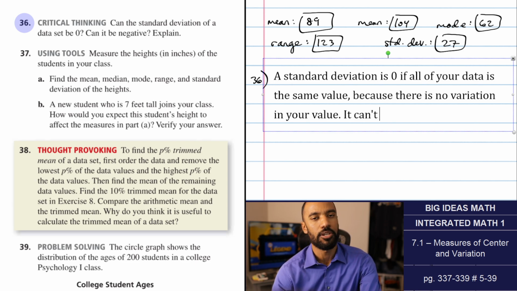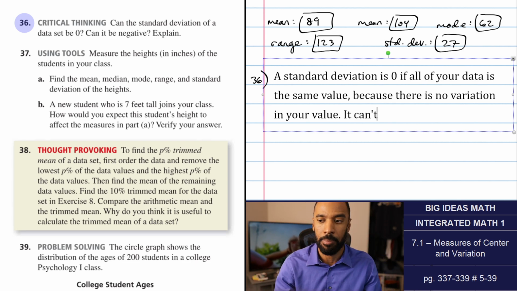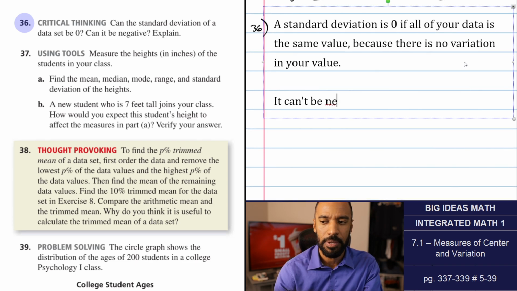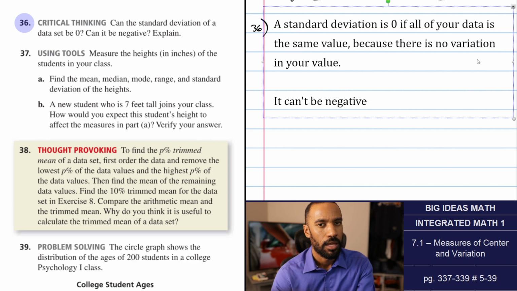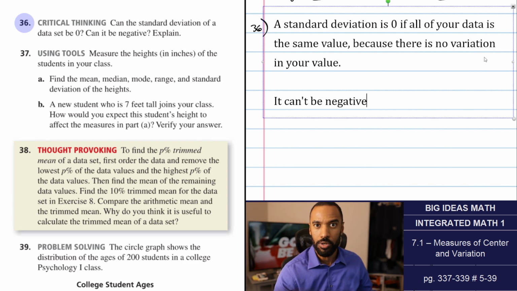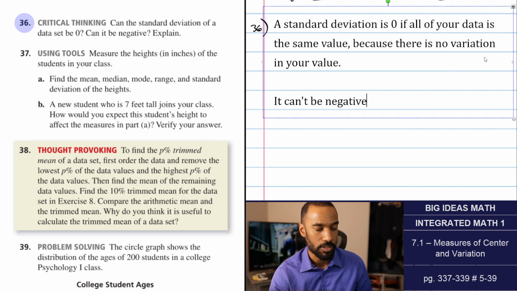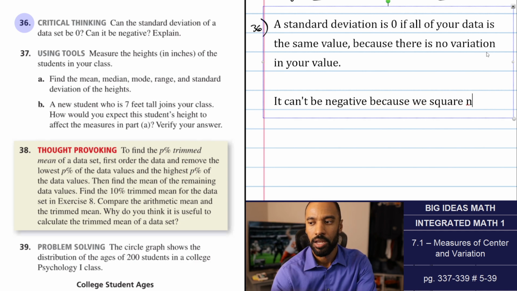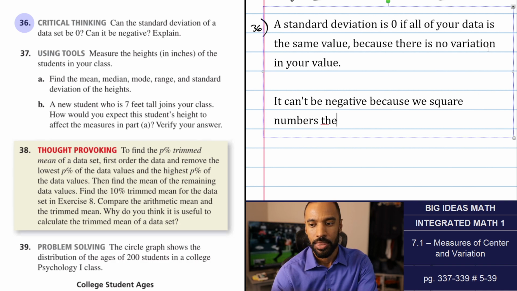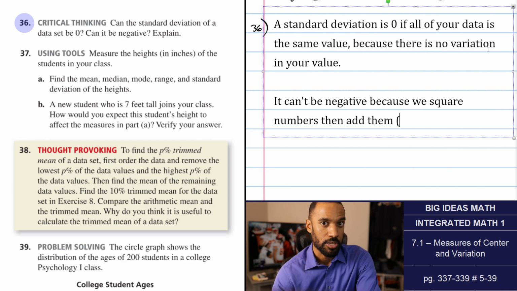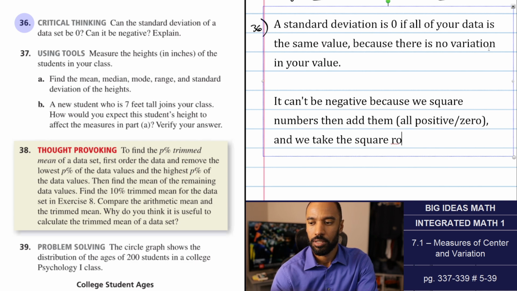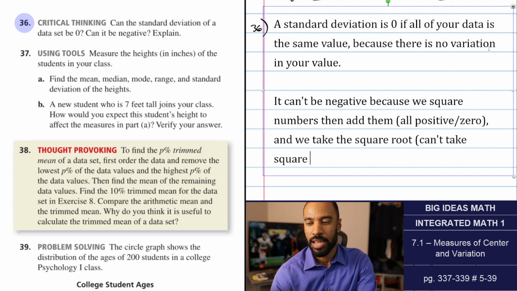I'm not going to get too deep into why, but here's the thing. Actually I can get into why, but it's not a logical reason, it's a mathematical reason. And then I'll talk logic kind of behind what standard deviation actually does. It can't be negative because the formula itself, you're squaring values, and eventually you take the square root of values. So we can't take square roots of negatives and get real numbers. And when we square numbers, they turn positive. So it can't be negative mathematically because we square numbers and then add them, meaning all must be positive or zero. And we take the square root, can't take square roots of negatives. So that's a mathematical reason that we have that.